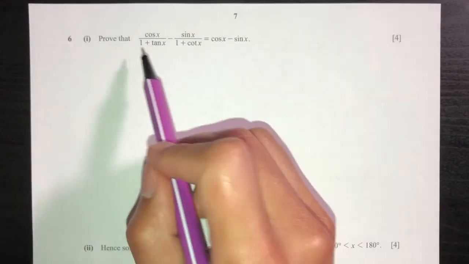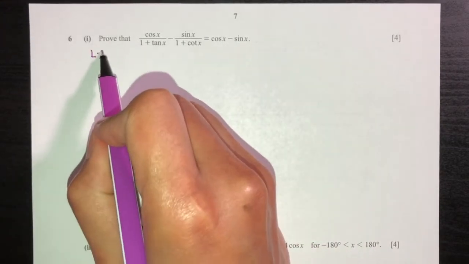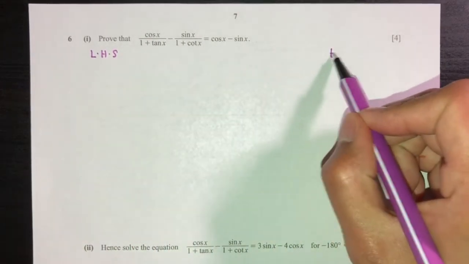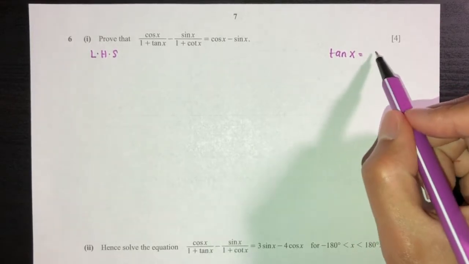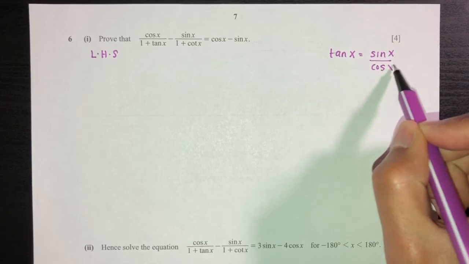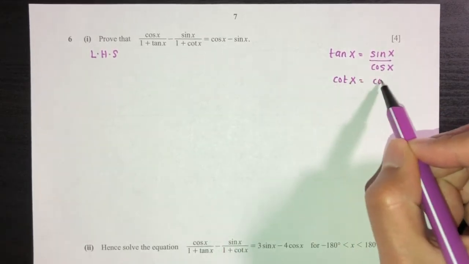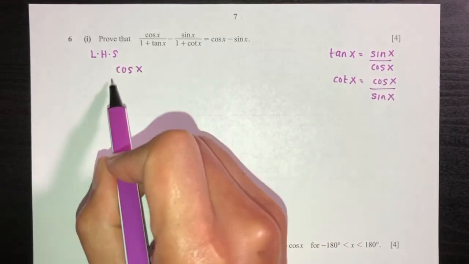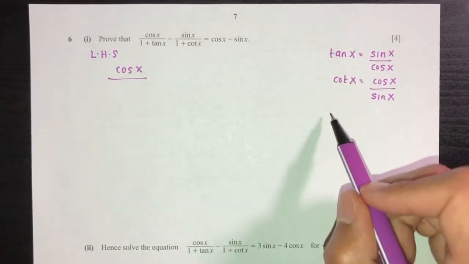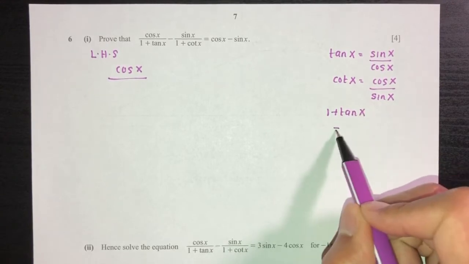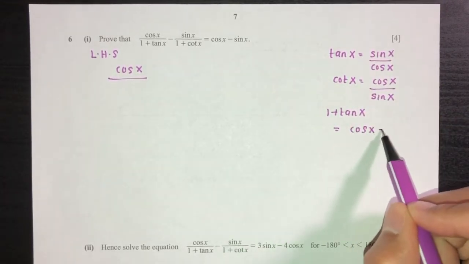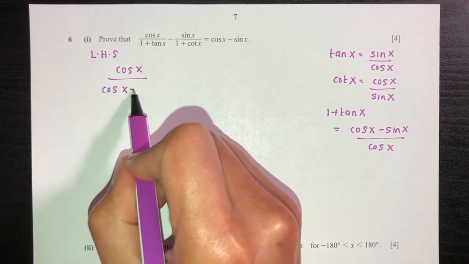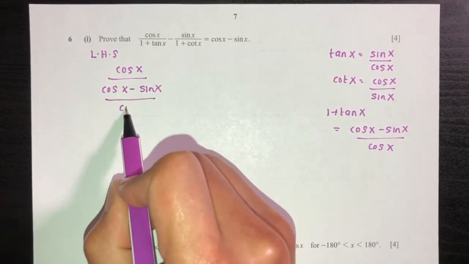Now question number 6, prove that this side equals this side. So always begin from the left hand side. So here we have two fractions with different bases. So what is tan x? Tan x is equal to sine over cos. And what is cot? It is cos over sine. So here we have cos x over 1 plus tan x, and 1 plus tan x is equal to, from this you can observe, cos x plus sin x over cos x.